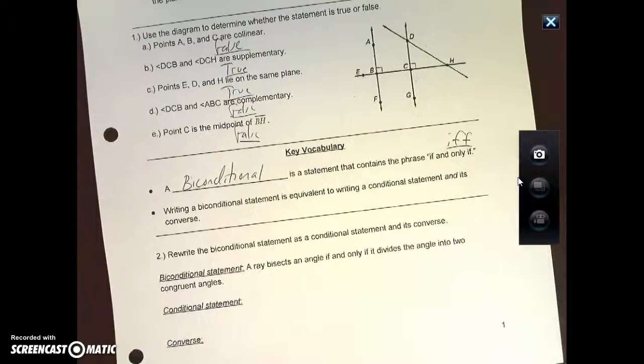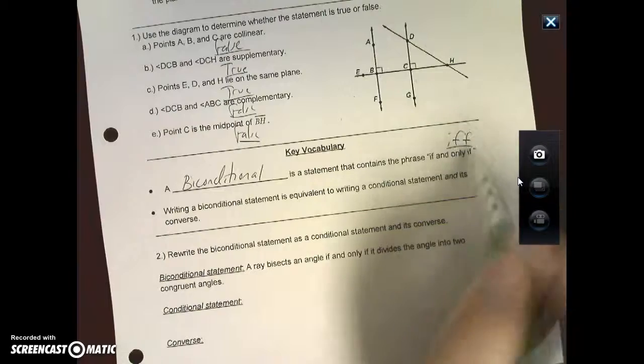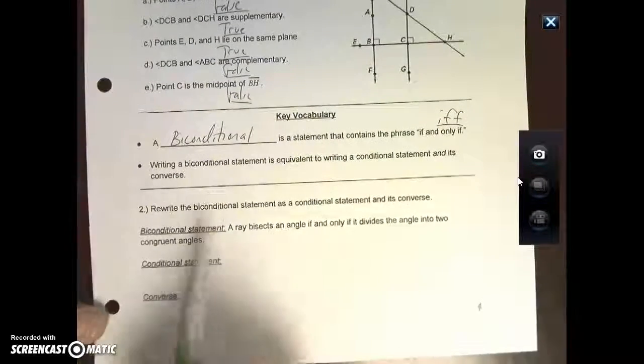I'll try to write both, but if you ever see me just kind of do that because of creature of habit, just understand that's what it means.